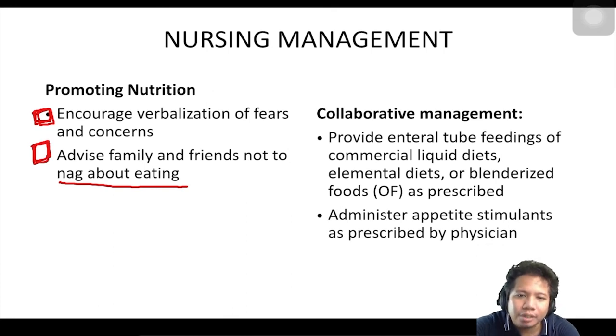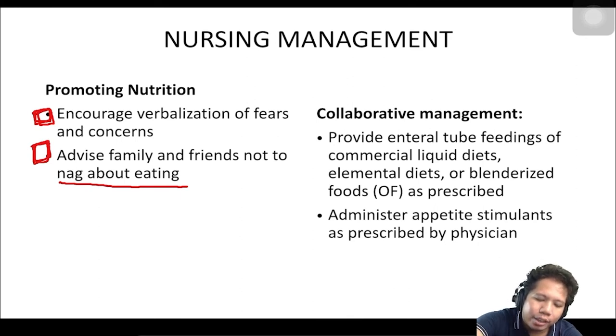Kasi kung tatry niya, tas masusuka lang din siya, papagalitan din siya. So, parang it's degrading to the patient. At least give the patient chance to eat and the chance to parang build his or herself up. Okay? So, it's more of psychological part, but it has to do with nutrition.